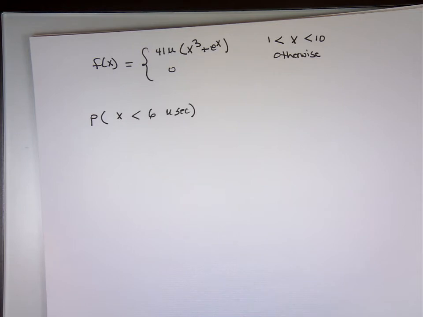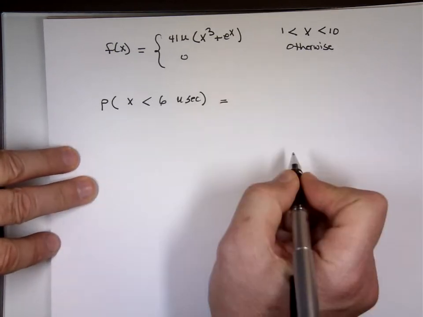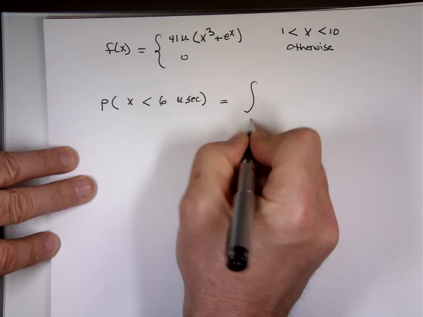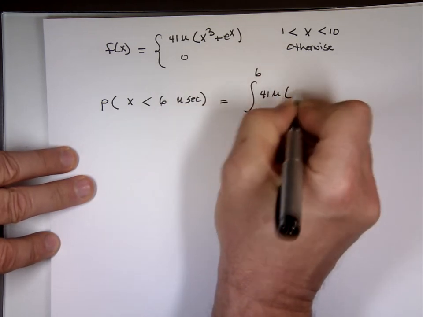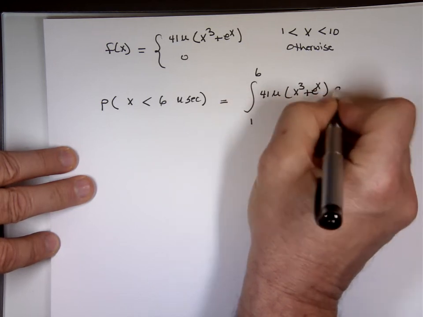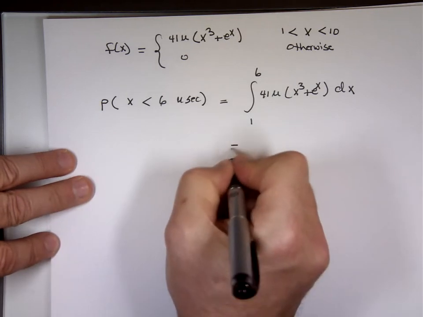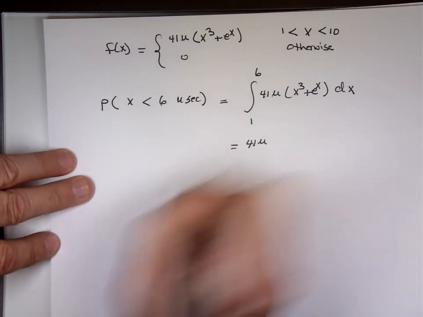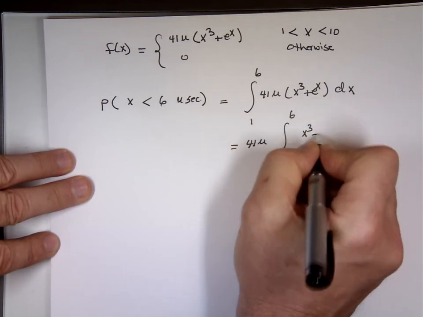This will be the integral from where to where? From 1 to 6, 41 micro, x cubed plus e to the x dx. That would be 41 micro. You can take that out. That's a constant. From 1 to 6, x cubed plus e to the x dx.